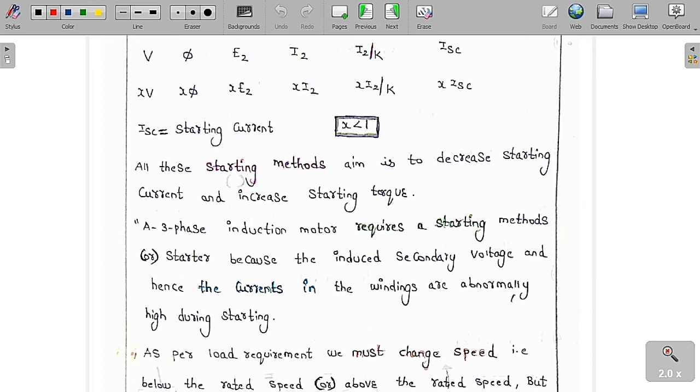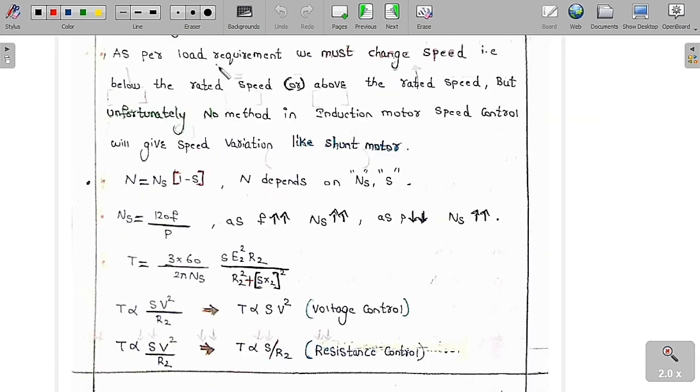So a three-phase induction motor requires a starting method or starter because the induced secondary voltage, and hence the currents in the windings, are abnormally high during the starting. As per load requirement, we must change speed, that is, below the rated speed or above the rated speed. But unfortunately, no method in induction motor speed control will give speed variation like a shunt motor.